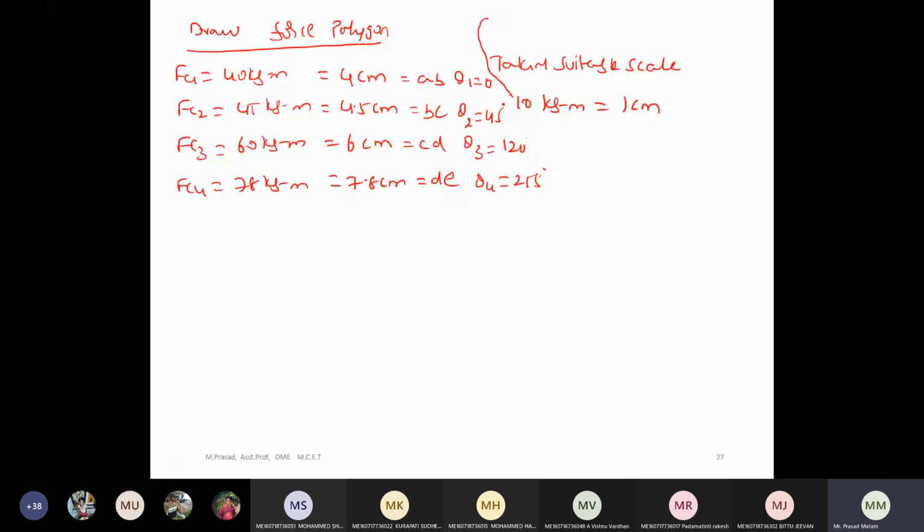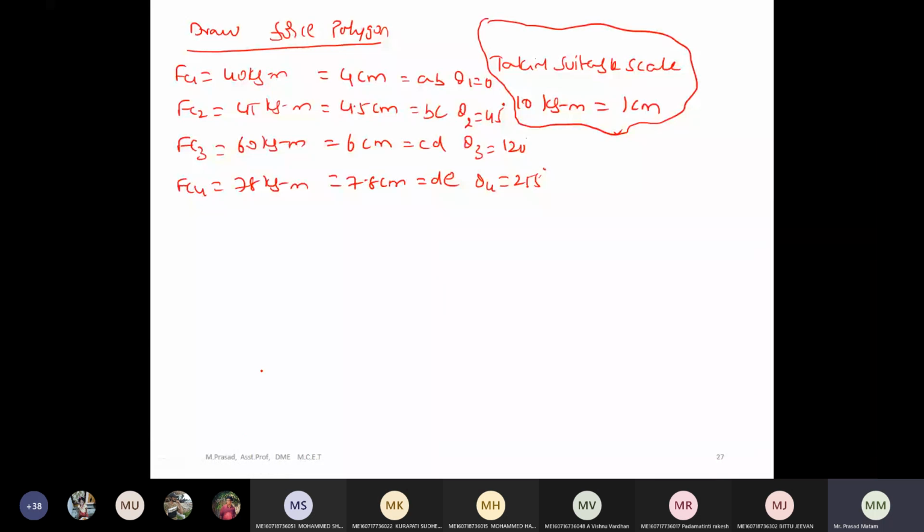Okay. This you can keep separate. This is the scale I am following. Taking a suitable scale, 10 kg meter is 1 centimeter. In that I am getting FC1 is 40 kg meter, which is equal to 4 centimeter. Now first step, draw a line.